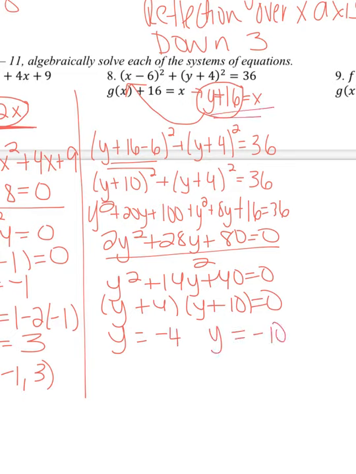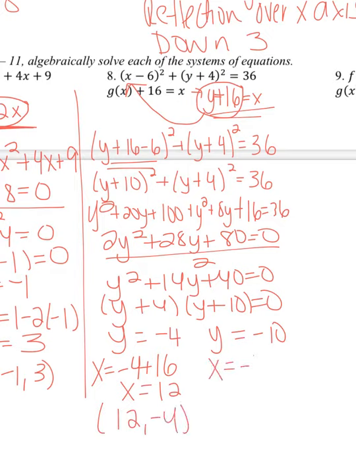We know that x is equal to y plus 16. This gives me x is equal to 12. So this point is 12 comma negative 4. Make sure you put x and y in order. X equals negative 10 plus 16 gives me 6. So this point is 6 comma negative 10. Again, has to be in that order. Can't switch them around.